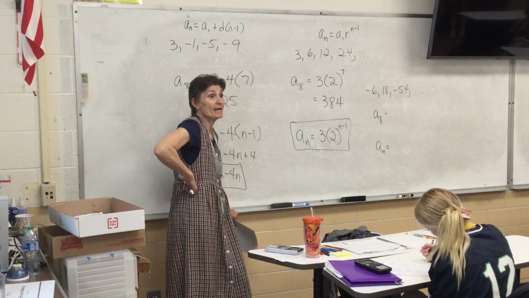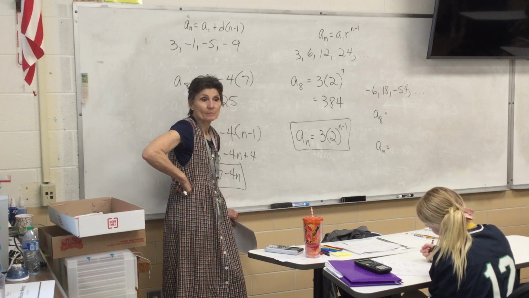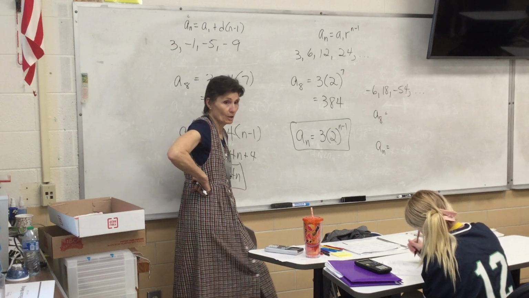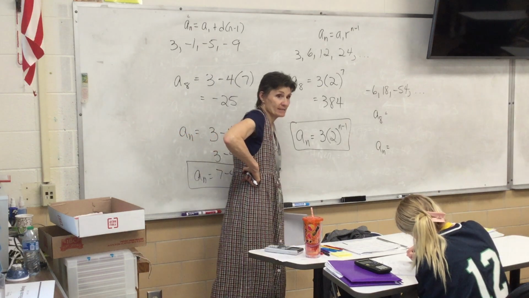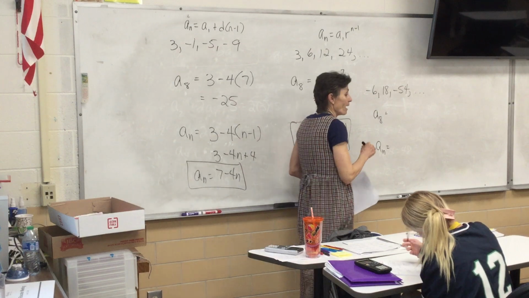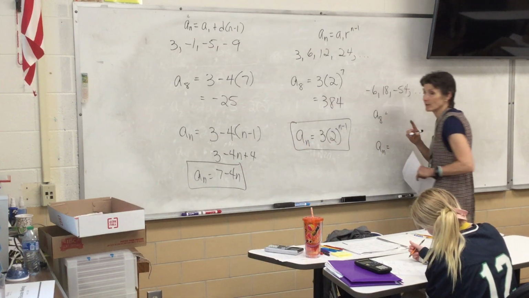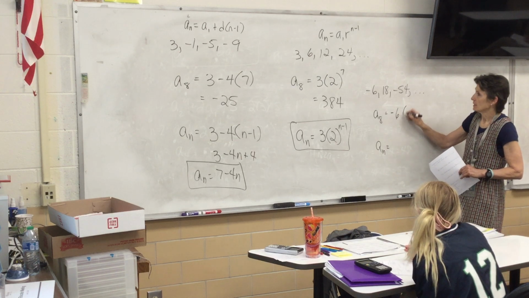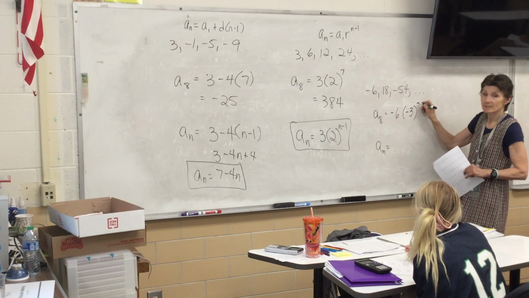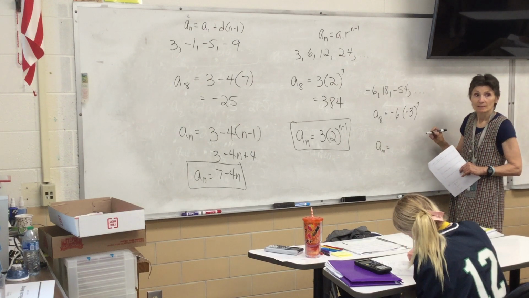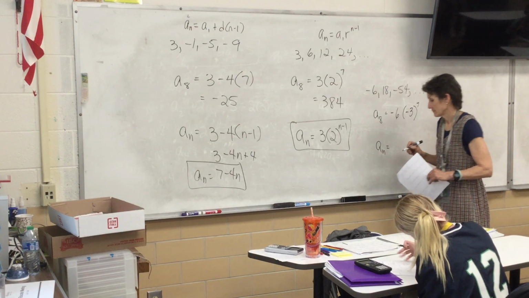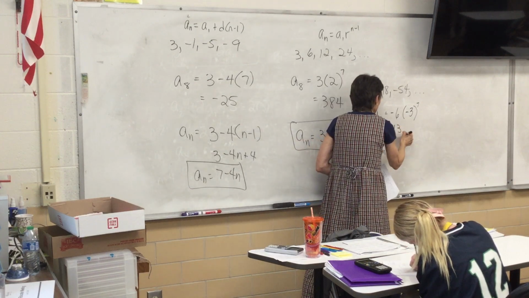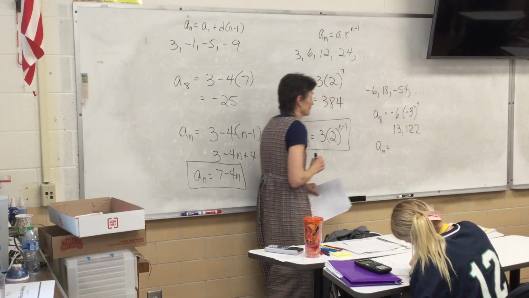Anybody have an answer yet for the 8th term, Ollie? Negative 13,122. You are so close. I think it's positive. The reason it's positive could be the way you typed it in. It's negative 6 times negative 3 to the 7th. I forgot to add my sign within the 3. Okay, yeah. And that is 13,122, was that it?